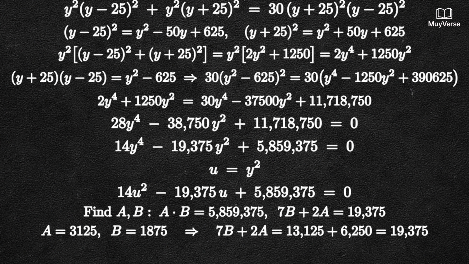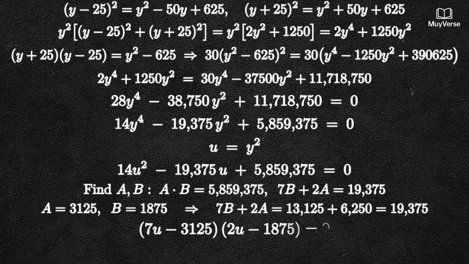13,125 plus 6,250 equals 19,375. Therefore, the factorization is (7u minus 3,125) times (2u minus 1,875) equals 0. Step 6. Solve the factors.